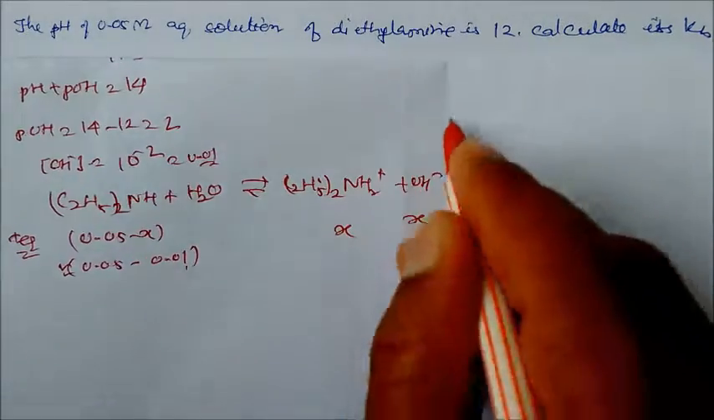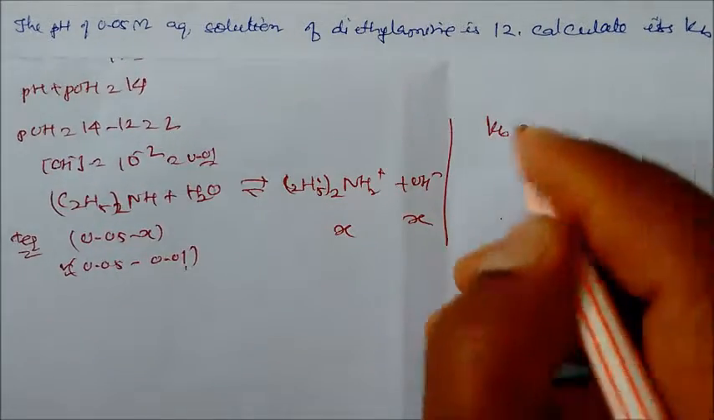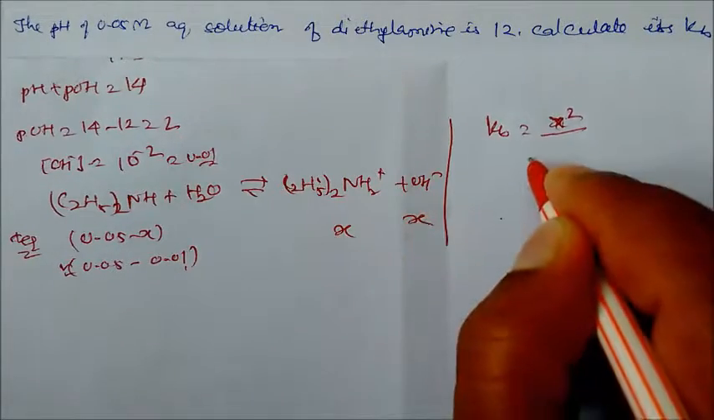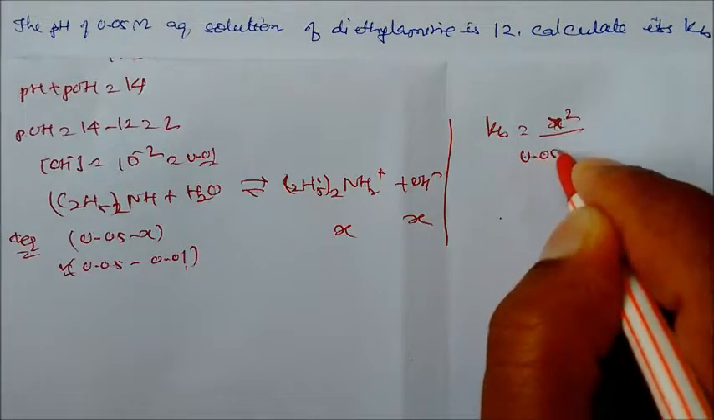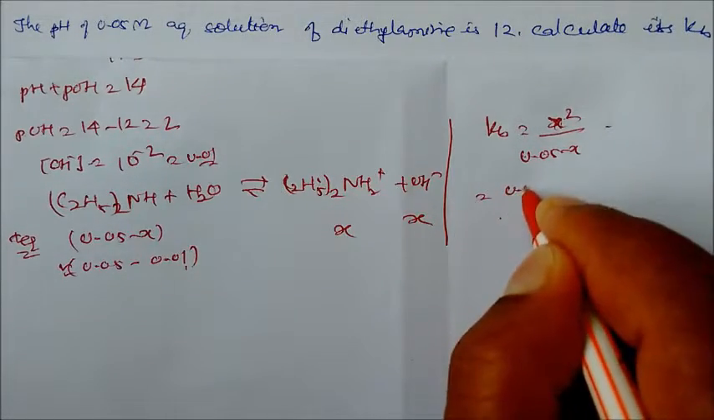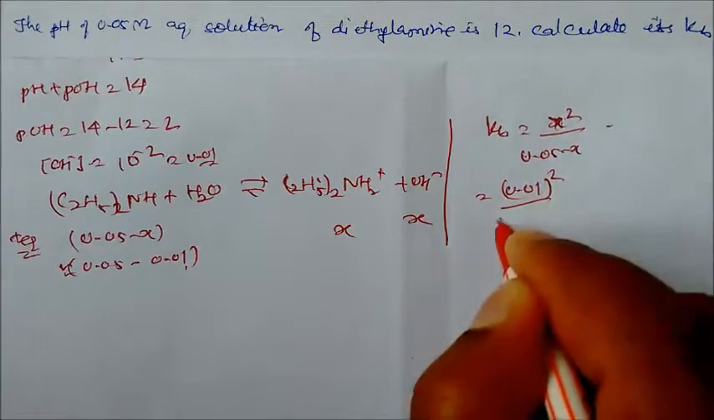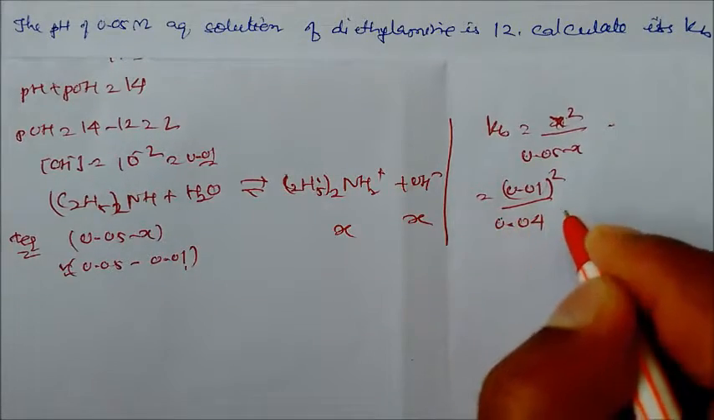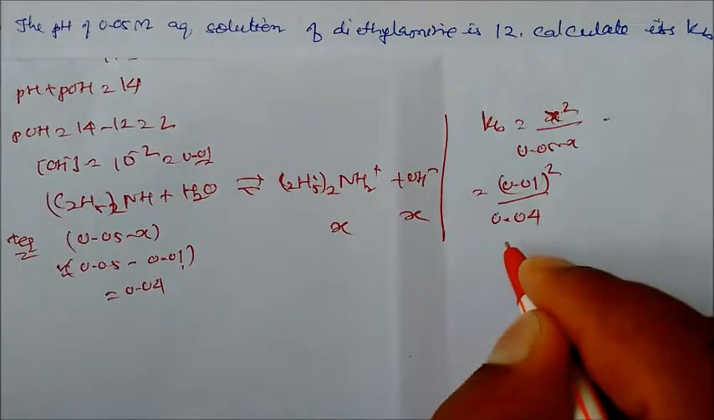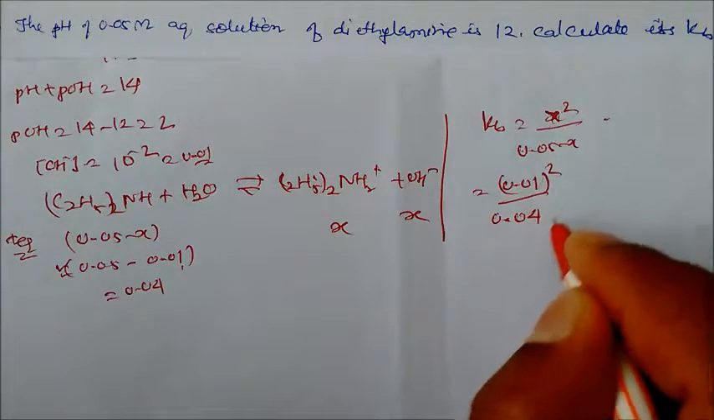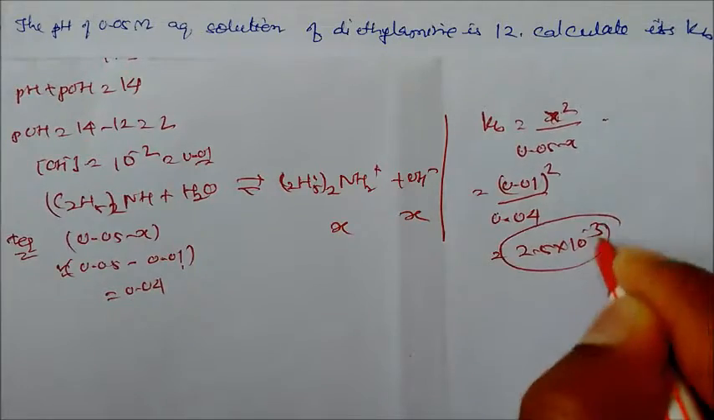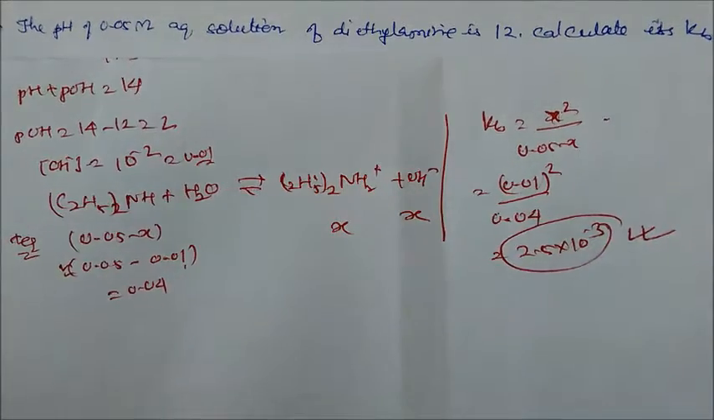So Kb will be x square divided by 0.05 minus x, which is nothing but we can write 0.01 whole square divided by 0.04, because this is coming here 0.04. So on solving you will get 2.5 into 10 to the power minus 3. So this is actually the answer.